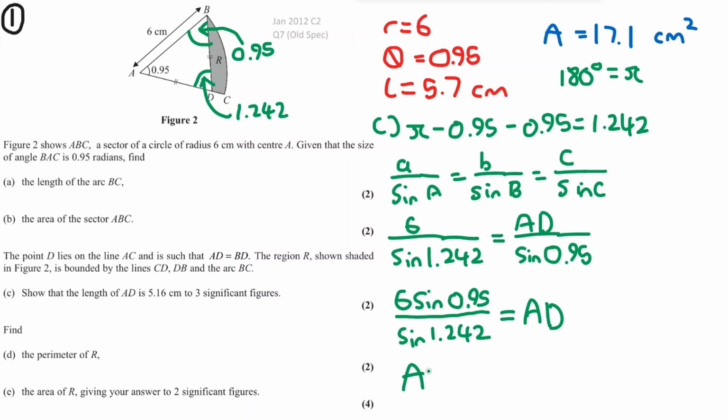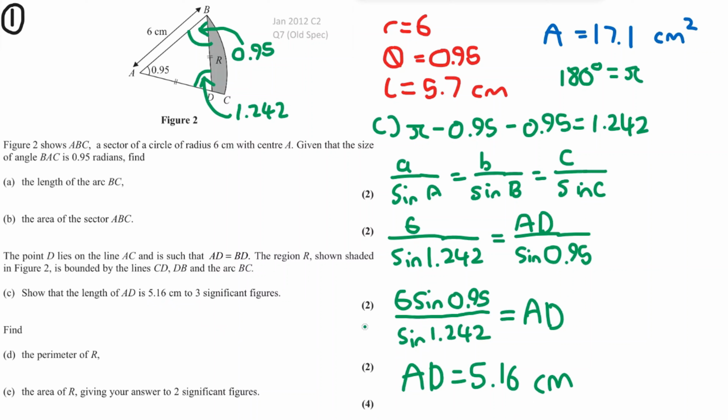And if you put this into a calculator, make sure your calculator is in radians, because we're working in radians here, not degrees. If you put this into a calculator to 3 significant figures, this is equal to 5.16 centimeters, which is what's required in the question.